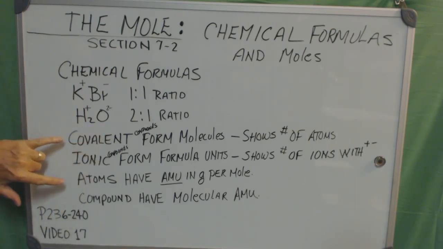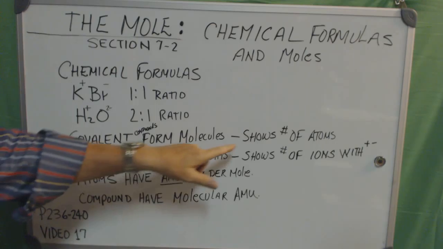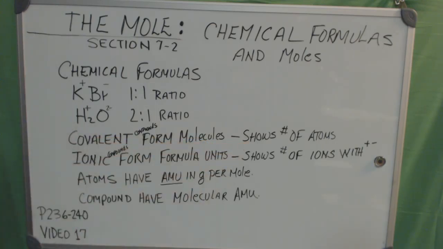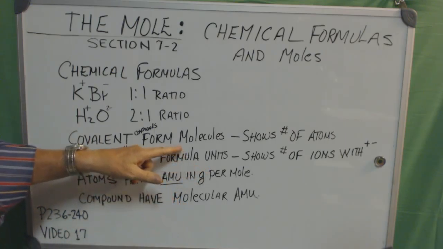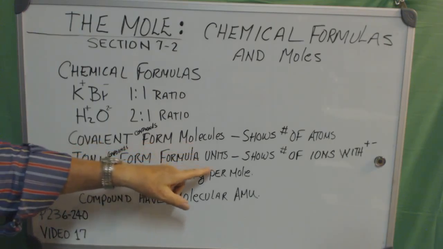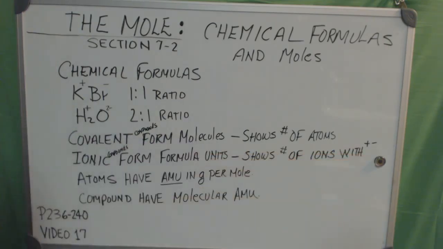A couple of interesting vocabulary words would be covalent compounds, and those form molecules. We call them molecules. And if you look at the formula on a covalent molecule, you can see that it will show you the number of atoms of each element. On the other hand, ionic compounds form formula units, to distinguish them from molecules, and that shows the number of ions with the plus and minus charge.